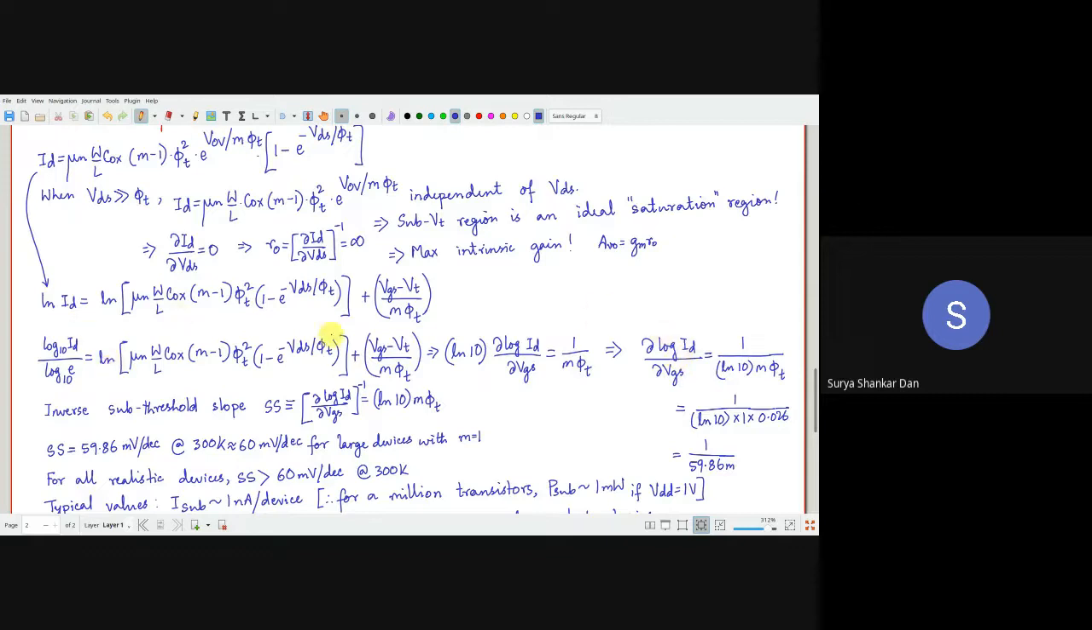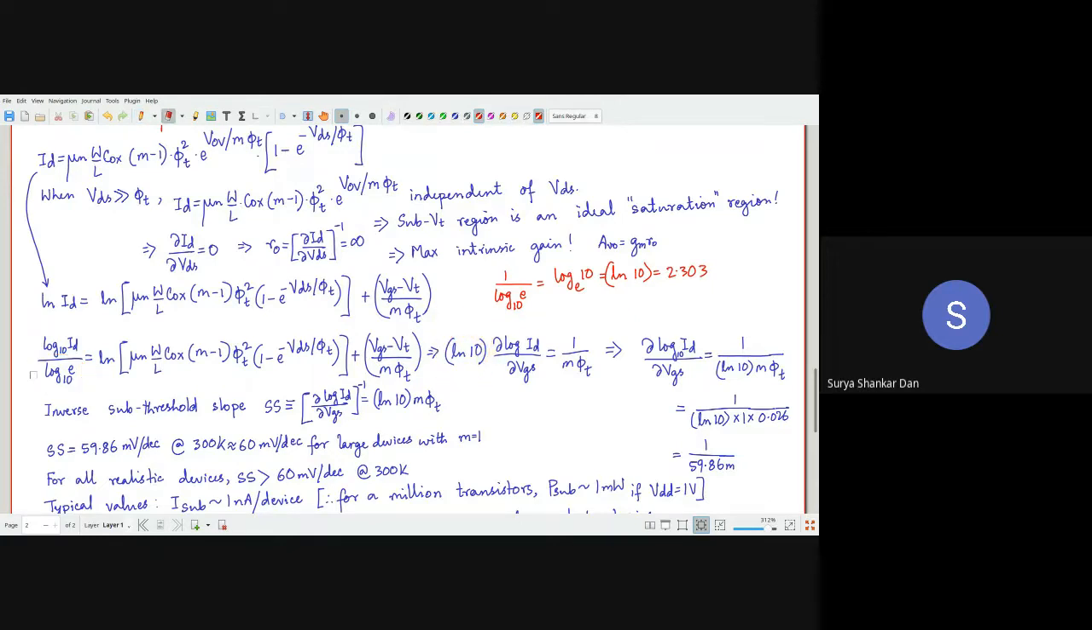Notice this log is basically base 10. All right. So this log of e base 10 can be written as 1 upon log of 10 base e, which is nothing but ln 10. Its value is 2.303. So I have just replaced this divided by this with ln 10 over here.